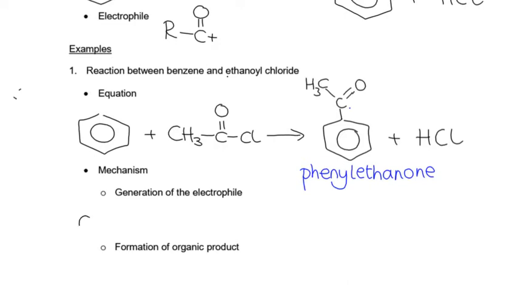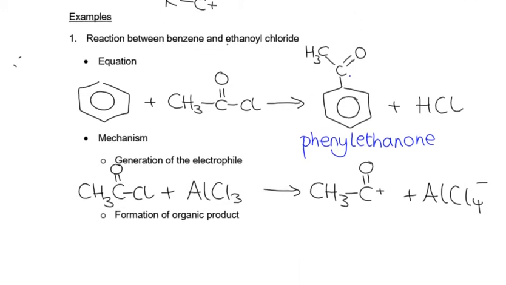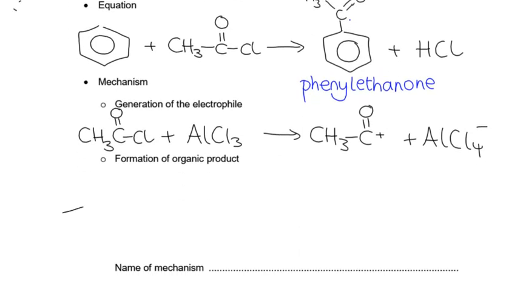So in this case, the electrophile was a CH3 with a C with a double bond O, and then the plus must be on that. So how did we generate that? From our ethanoyl chloride. So we used our catalyst. What was our other product? Got that. Now how do we do that mechanism?